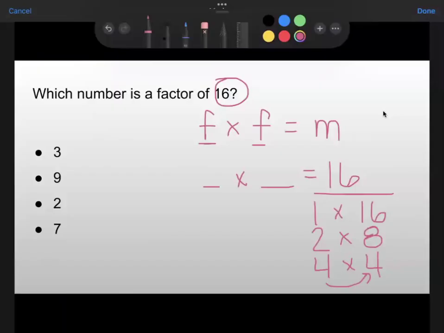So out of those factor pairs, 3 is not an option. 9 was not in our list of factor pairs. 2 was, but 7 was not. So from this list on the left, we were able to identify 2 as a factor of 16.